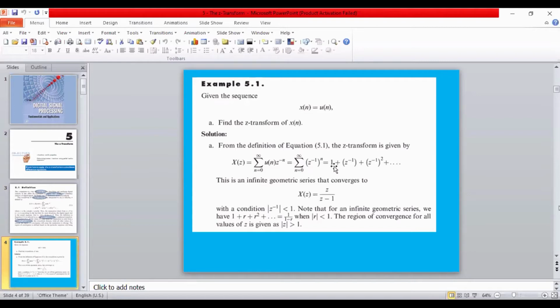And when you expand this, z raised to the power of 0 will be, of course, 1, if you substitute 0 here. If you substitute 1, we have z raised to the power of -1, and basically this means that we have an infinite geometric series. From the theory of geometric series, we know that we can have a closed form solution for this, and no matter how many terms there are, you can find the solution as this.